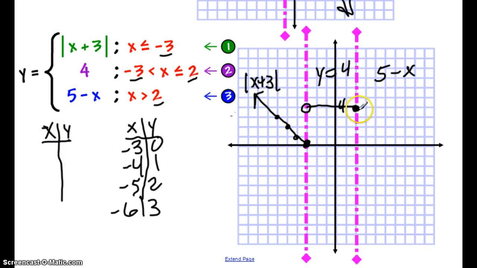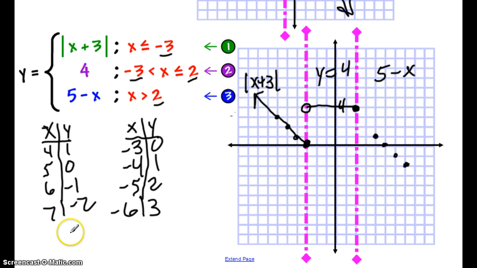Let's take a look at some values to plug in. How about 4, 5, and 6? Plug in 4, you're going to have 1. Plug in 5, you're going to have 0. Plug in 6, you're going to have -1. Let's just do 7 for giggles. That's going to be -2. So let's go to 4, 1. Then 5, 0, 6, -1, and 7, -2.